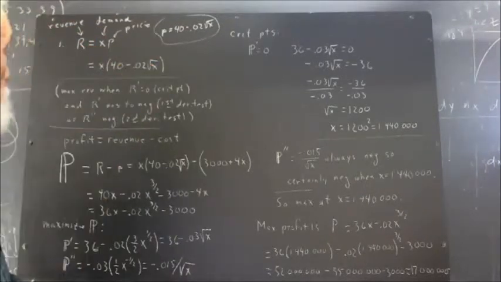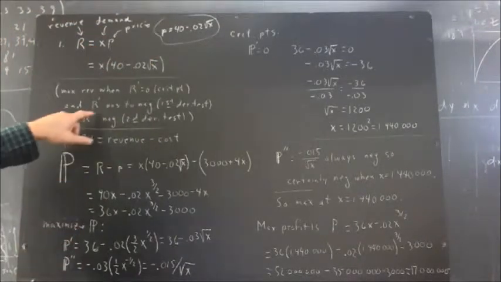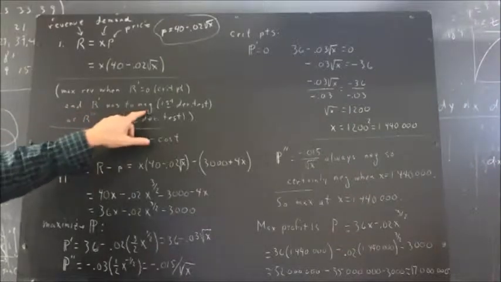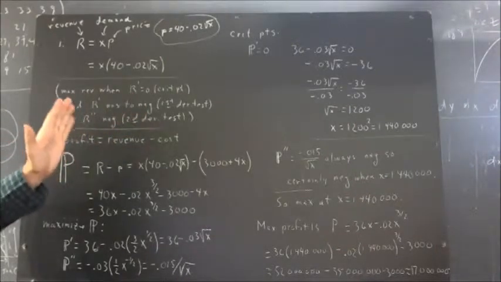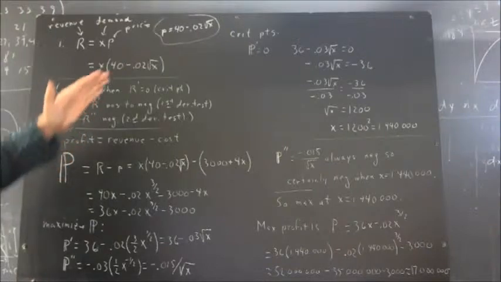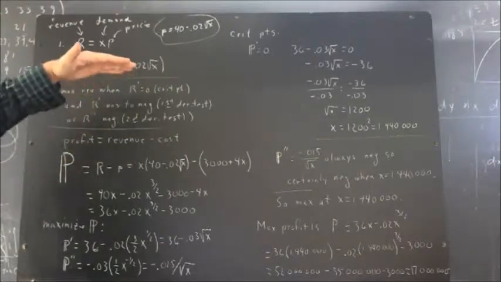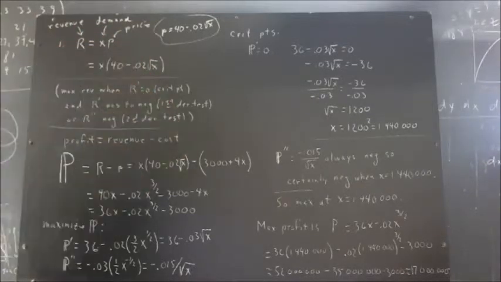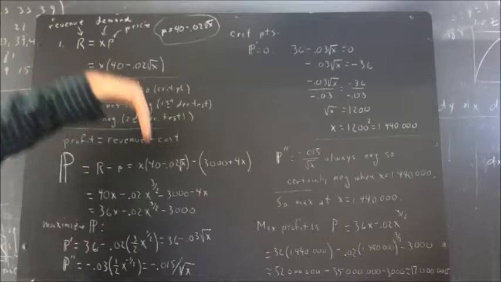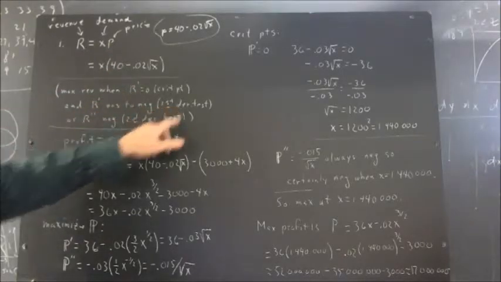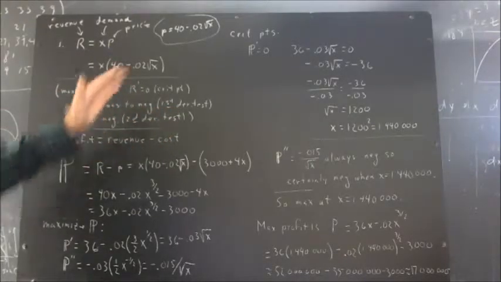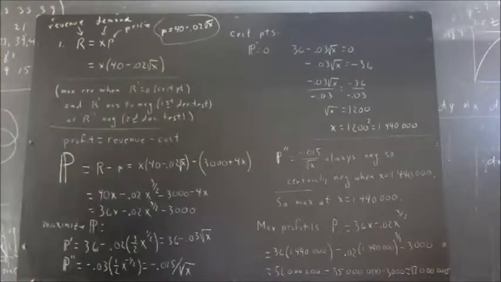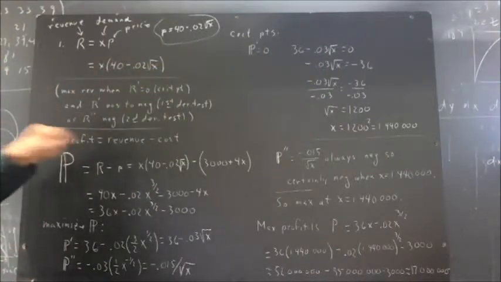That's the critical point. And r prime goes from positive to negative, because r prime represents a slope. If it goes from positive, that means we go from upward through 0 at the critical point, and then we go to negative. That means we have a maximum. This is your first derivative test. Your first derivative goes from positive to negative. Or r double prime negative.